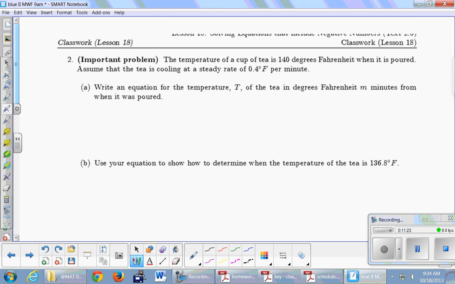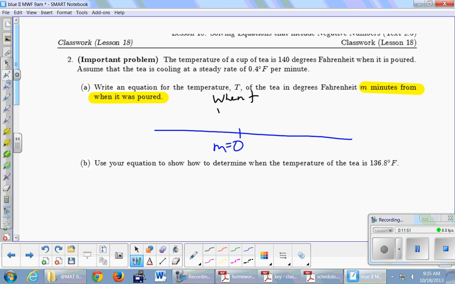So here, the important phrase in this problem is that we want M to represent the number of minutes from when the tea was poured. This is a definition in this problem. M is the number of minutes from when the tea was poured. So I'm going to put 0 for M right here. What special thing happened at that moment in time? That's when the tea was poured. Okay, so the tea was poured, and we're just defining it at m equals 0.